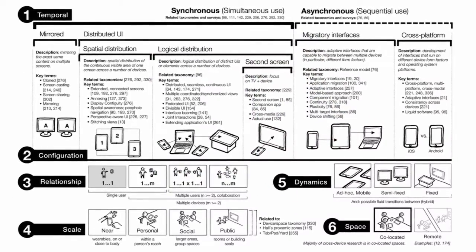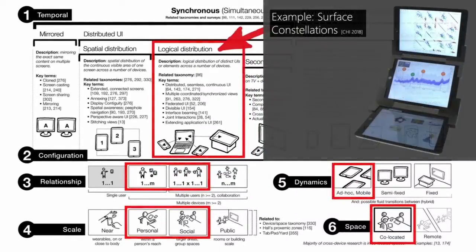Now here's another example of recent work that we did. We built a platform for flexible ad hoc cross-device setups called Surface Constellation. And this cross-device project falls into the category of logical distribution and also matches several of the categories across the taxonomy overview you can see here.